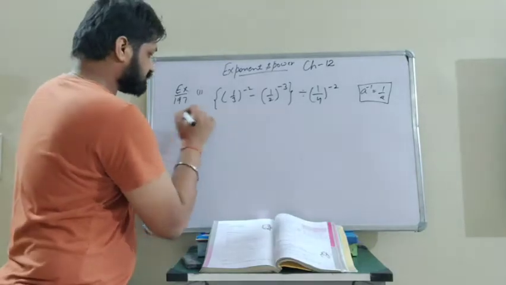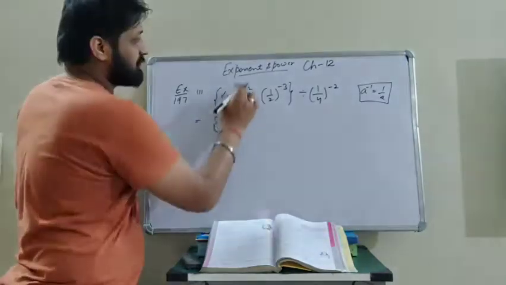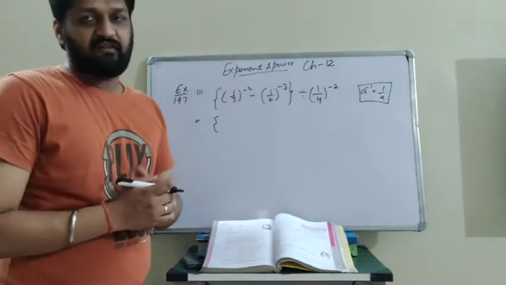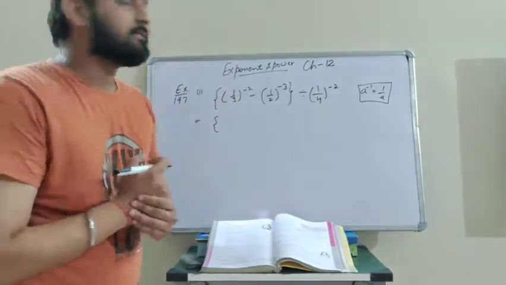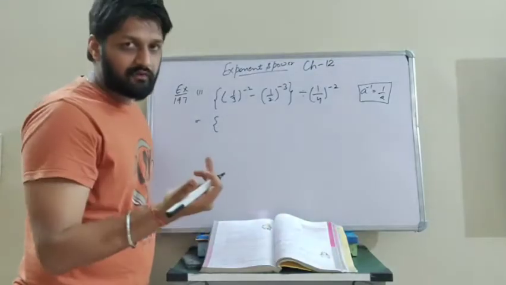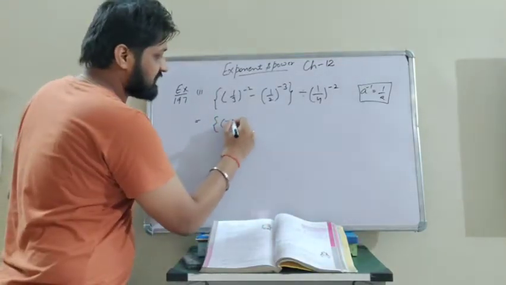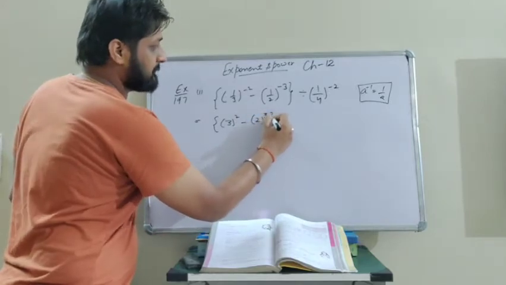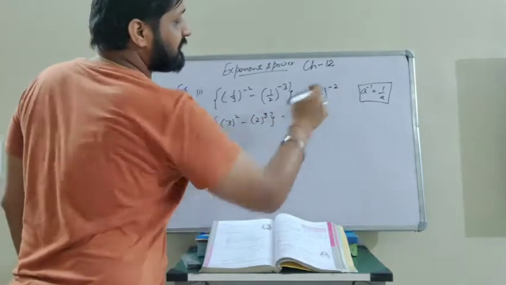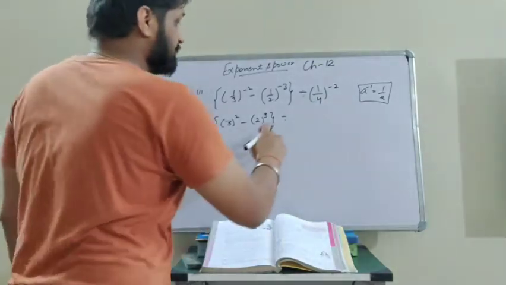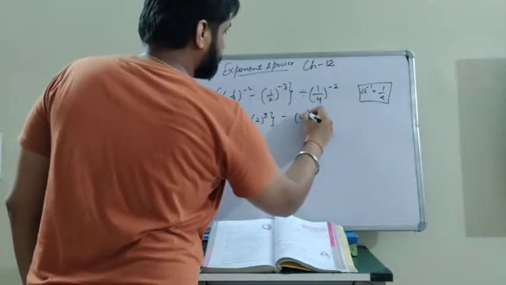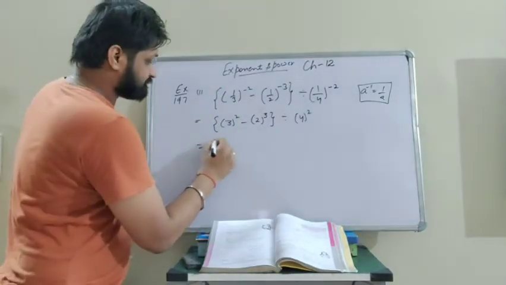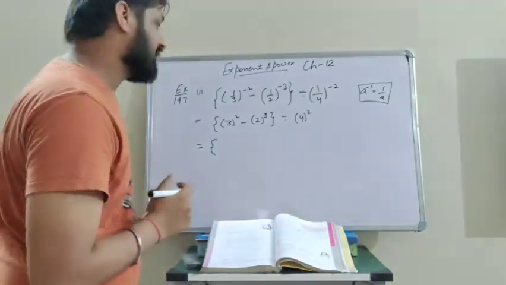So here (1/3)^(-2) can be written as, in order to get the positive exponent we need to reciprocate the number. The reciprocal of 1 by 3 is 3, so 3 squared. Similarly here, 2 cubed, bracket close, divided by (1/4)^(-2), so 4 squared in the division.